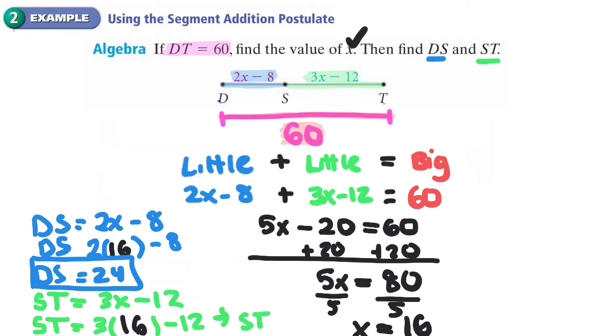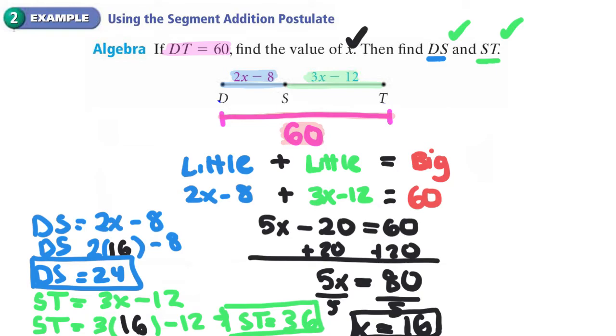So I could say ST equals 36. So now, since I have this, I have all my information. So we have that x is equal to 16, DS is 24, and ST is 36.